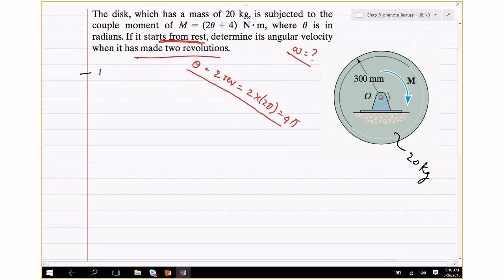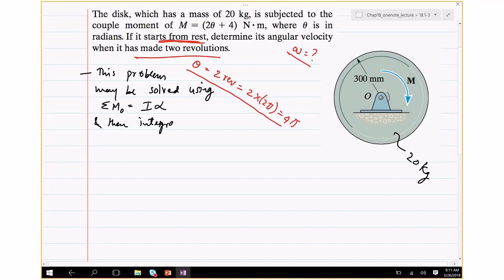So this may be solved with moment about O is I alpha, and then integrating, using omega d theta is alpha, right? If you do that, you'll solve the problem.